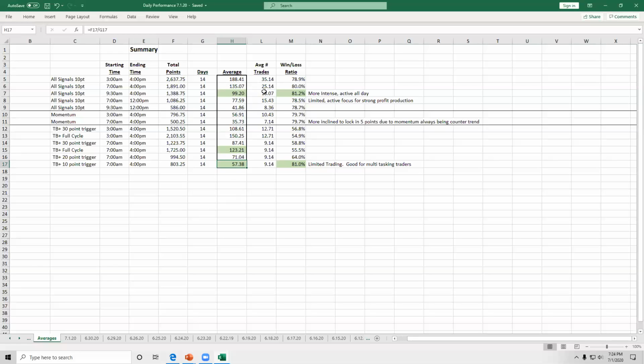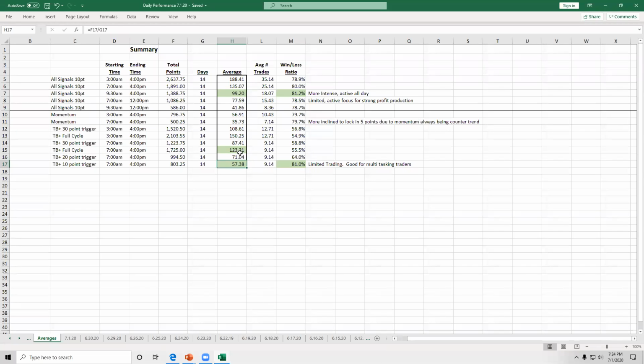So you'll see some of these are highlighted in green. That's because they tend to be areas that I'm primarily interested in. There's a lot of opportunity here. But 57 points a day average from 7 to 4, locking in 10 points, and an 81% win rate. I like the combination of that.